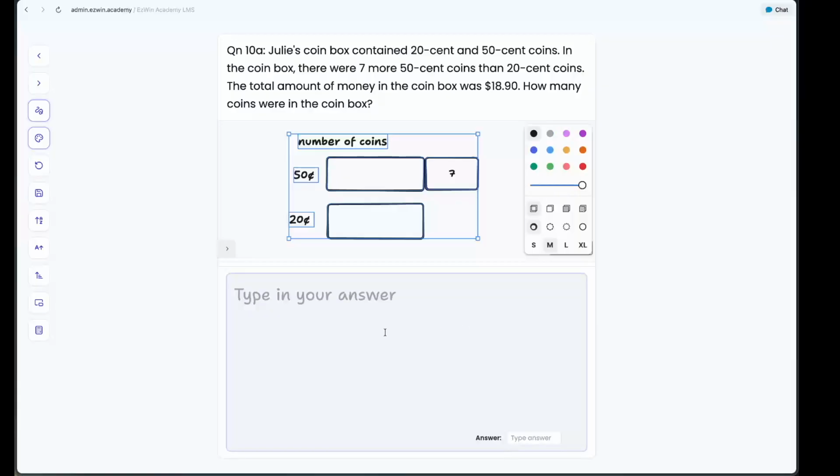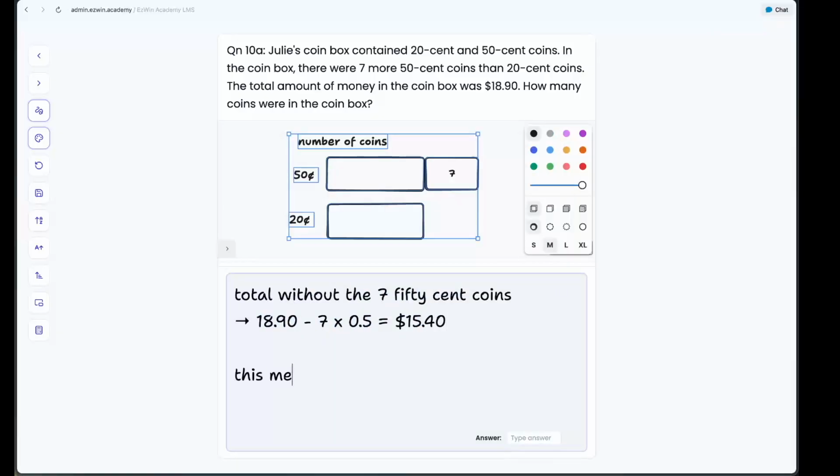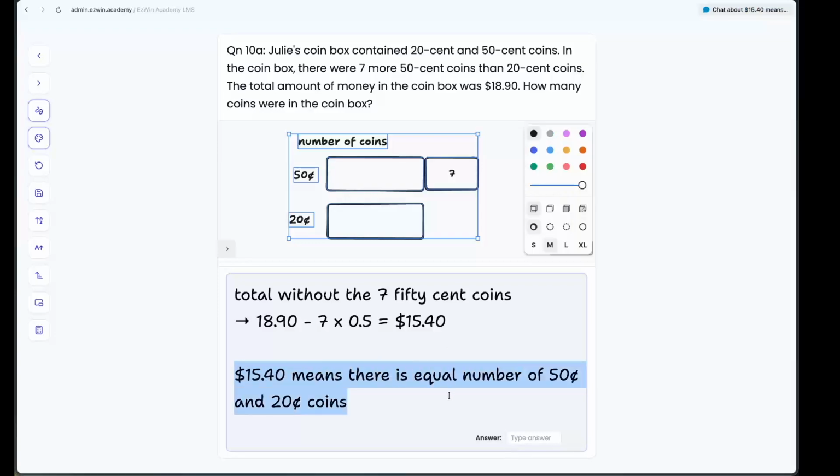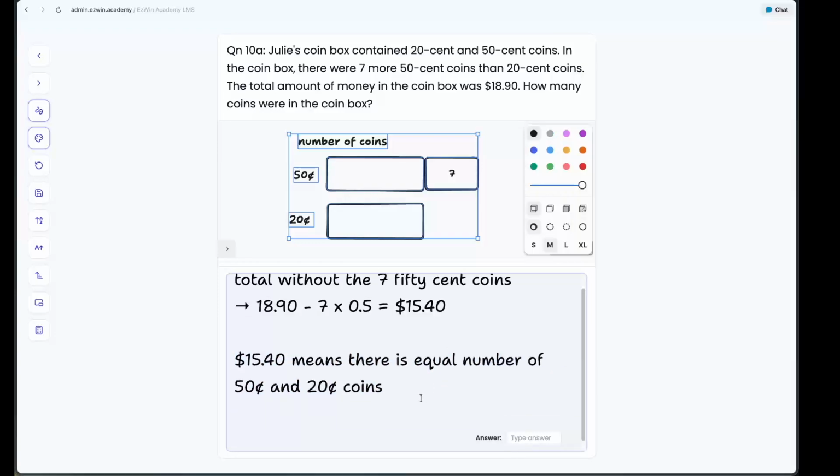So we want to find out the total without the 7 50-cent coins, which is basically 18.90 minus 7 times 0.5. This will give us $15.40. This $15.40 means there is an equal number of 50-cent and 20-cent coins.